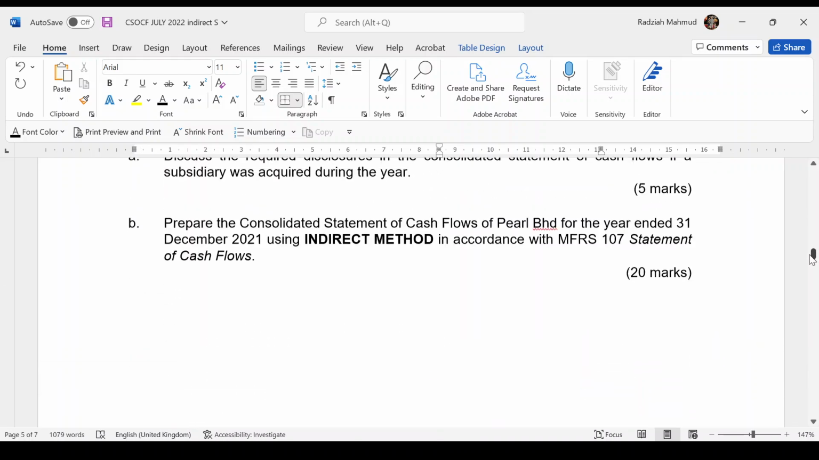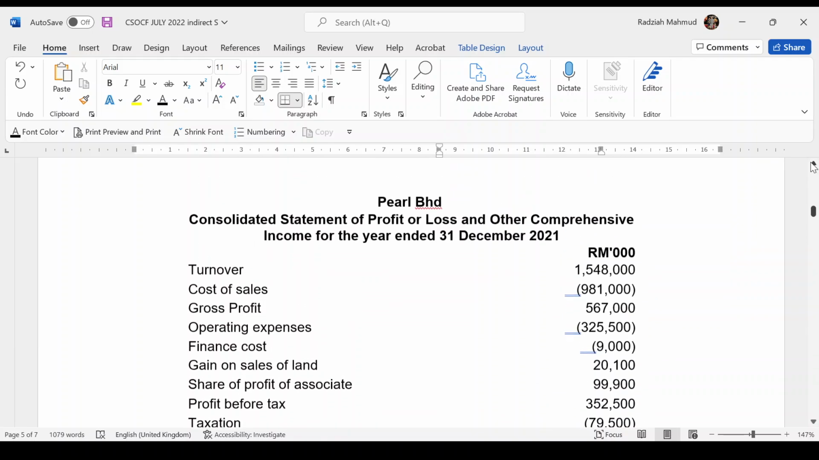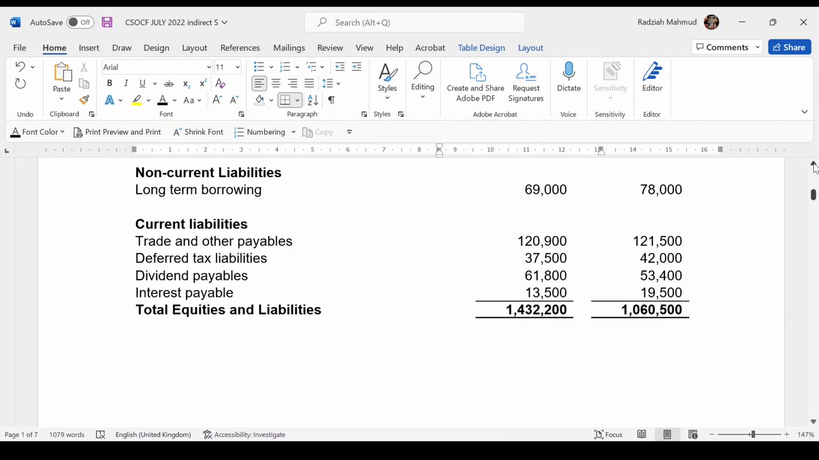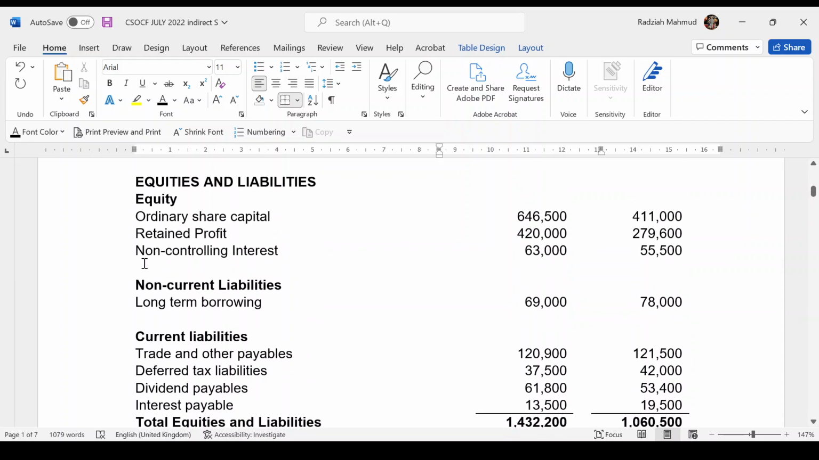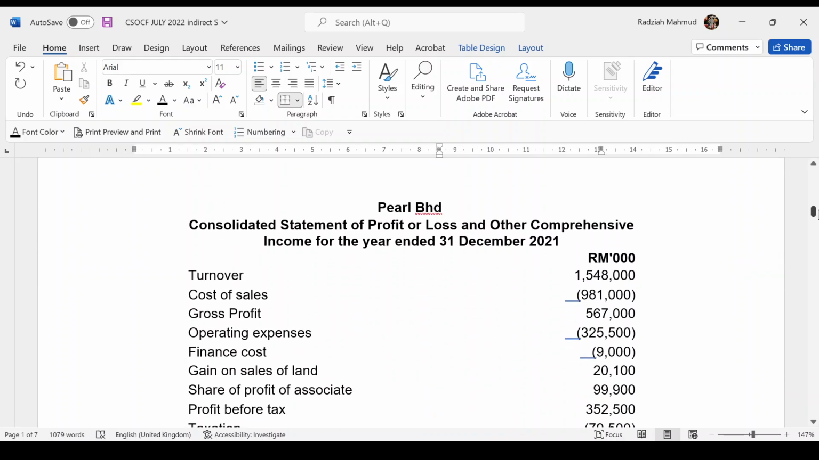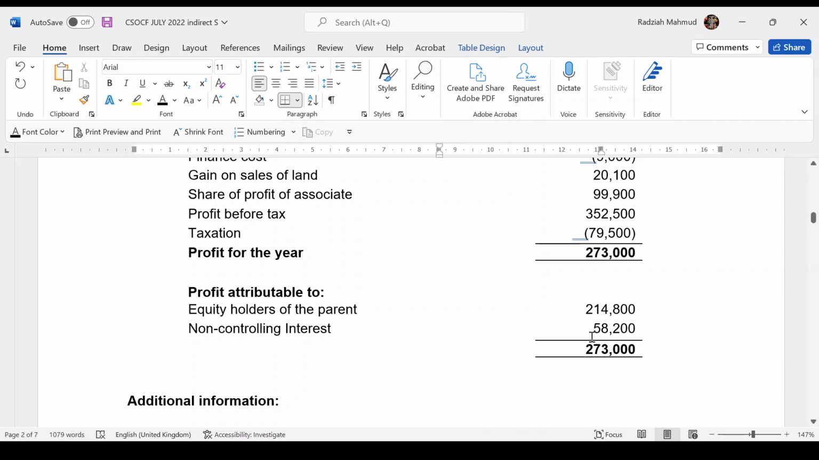Now we go back to the question. After retained profit, what do we have? We have NCI, if I'm not mistaken. Yes, we have NCI. This is opening, this is closing. Let's open the NCI account. The information that should be input in the NCI account is, first, the profit that is attributable to NCI. It will increase our NCI.